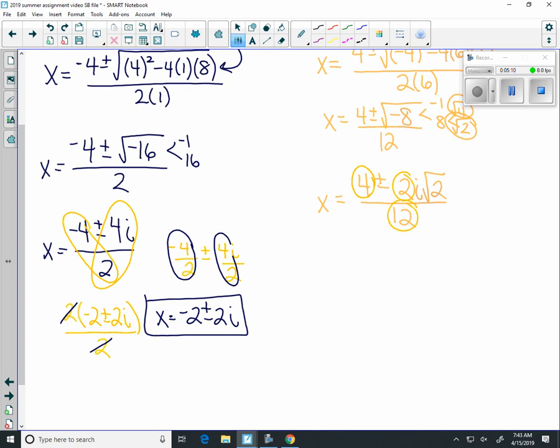That's the number that we can take out. 4 divided by 2 is 2. 2 divided by 2 is 1. 12 divided by 2 is 6. And that's your final answer. Just make sure you're taking that 2 out of each 3 of those places. And that is quadratic formula review for you.